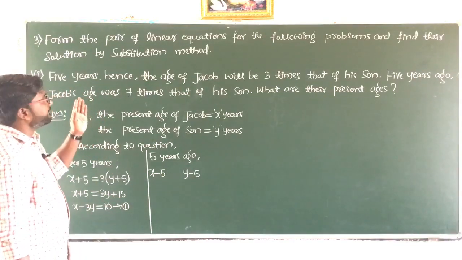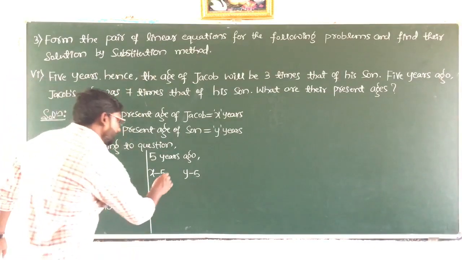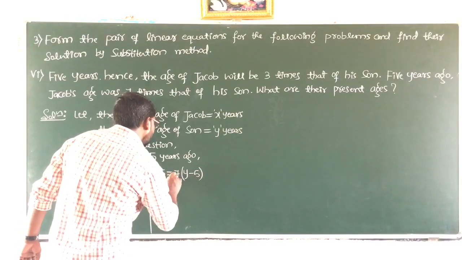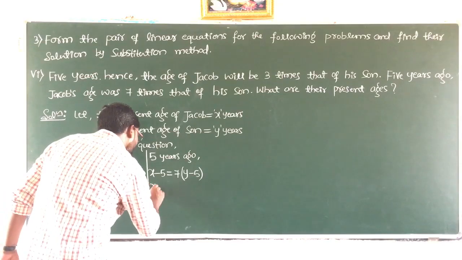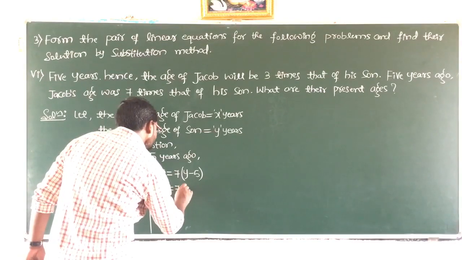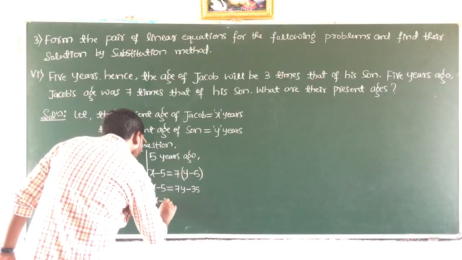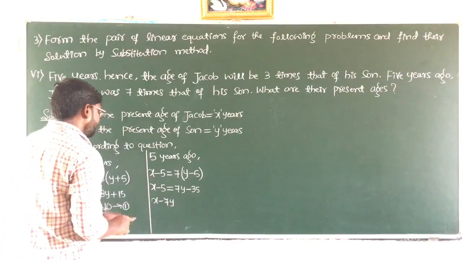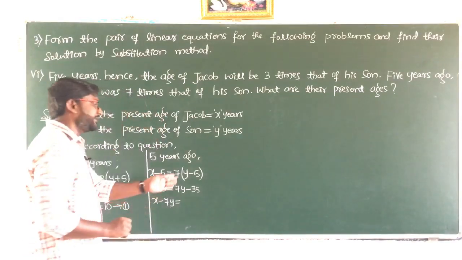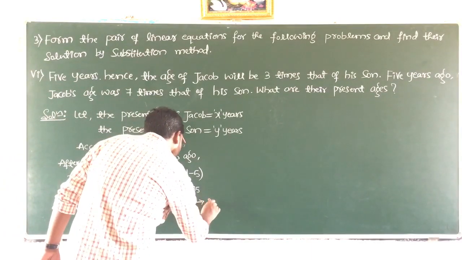So now 5 years ago, the Jacob's age was 7 times that of his son. So which is equals to 7 times, means we have to multiply by 7. So x minus 5, write it as it is, then 7 multiply inside the bracket, we get 7y minus 35. So x minus 7y, which is equals to, take minus 5 to the RHS, it becomes plus 5. So minus 35 plus 5 will be minus 30. I call this as equation number 2.